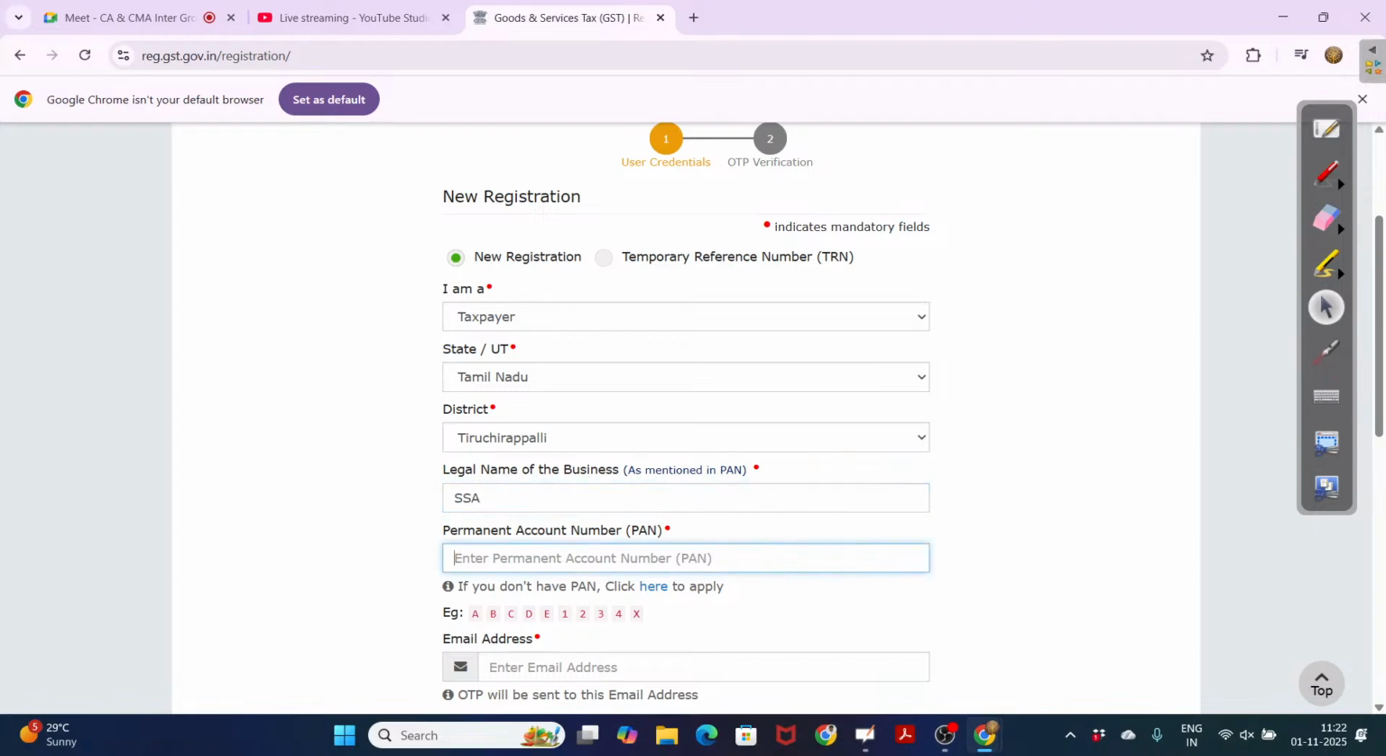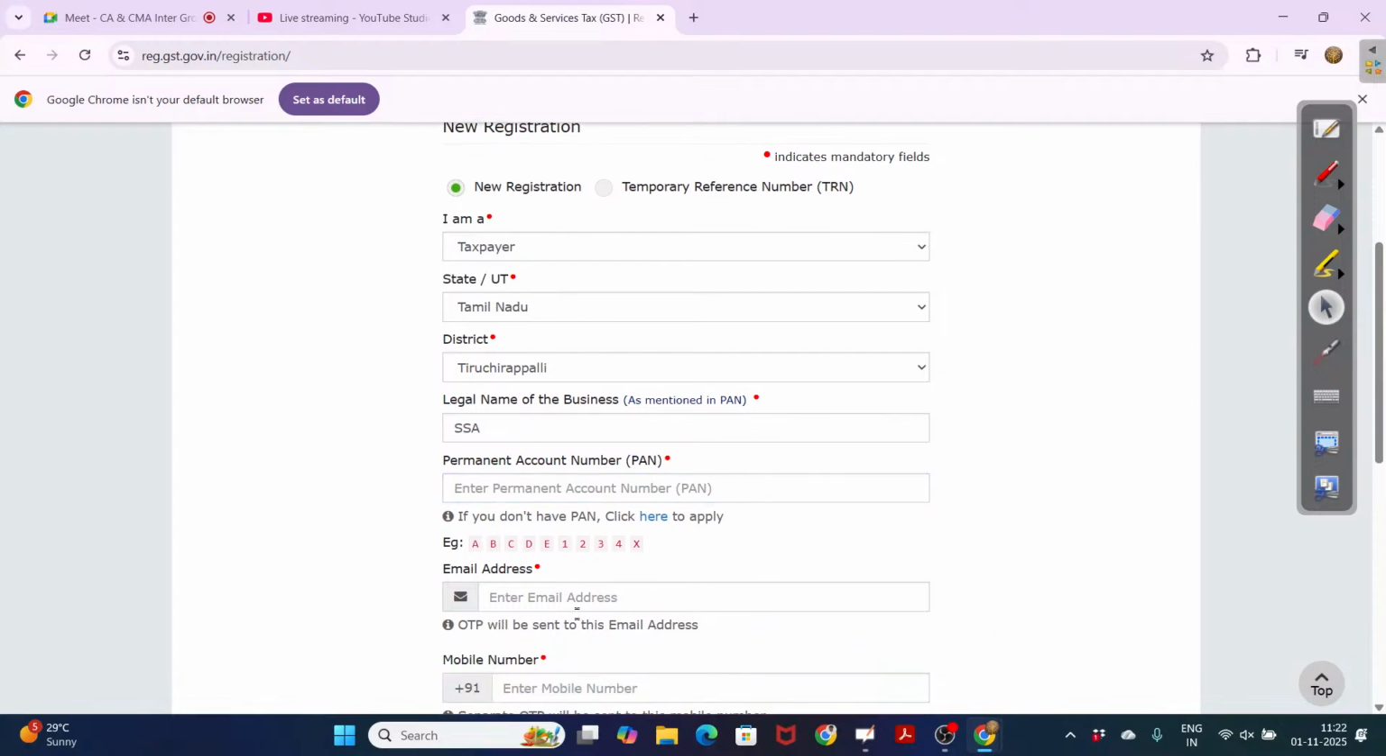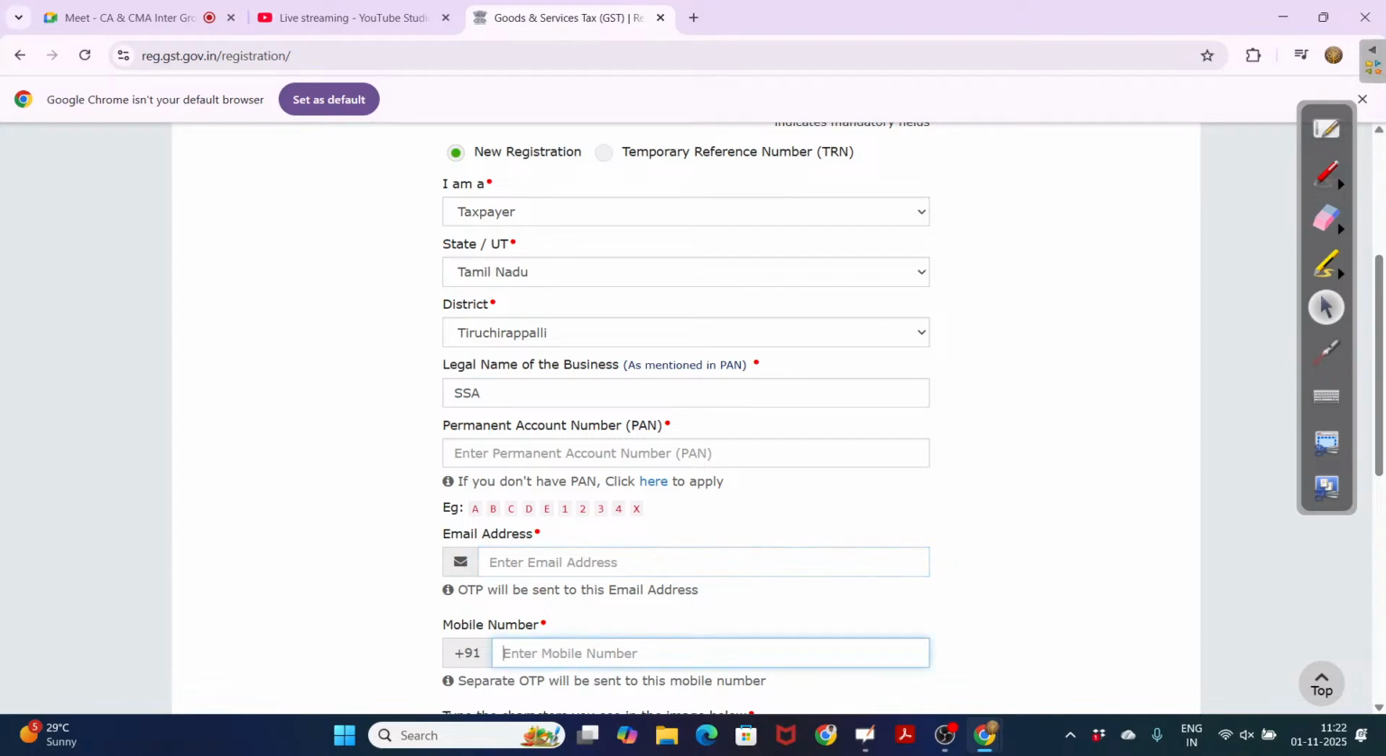Now you have to feed the PAN details. If you don't have the PAN, there is no other way, you have to apply for PAN first. You enter the PAN details and enter your email address and mobile number. If the PAN number is fed here, it will be automatically verified with the CBDT data, the Department of Direct Taxation. This will go and verify there whether it is correct or not.